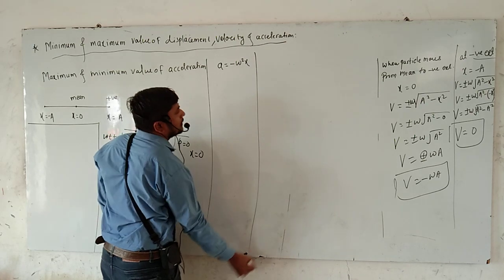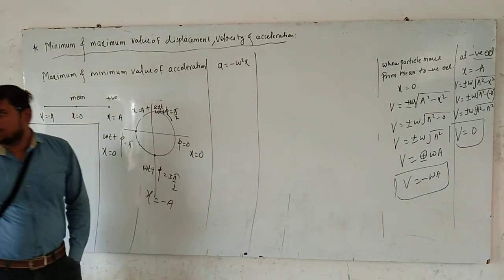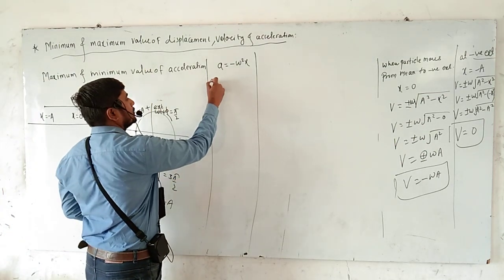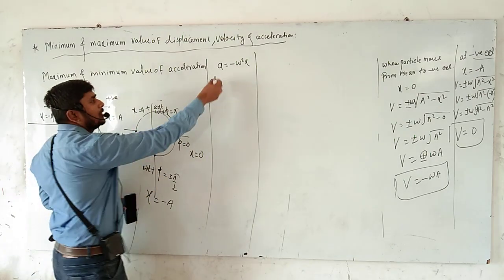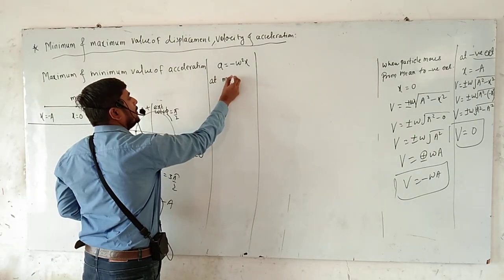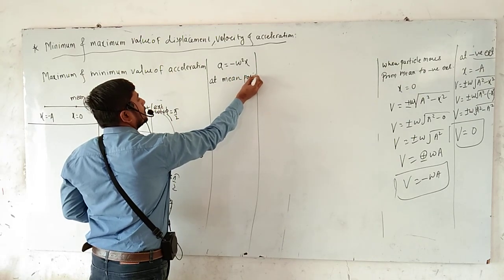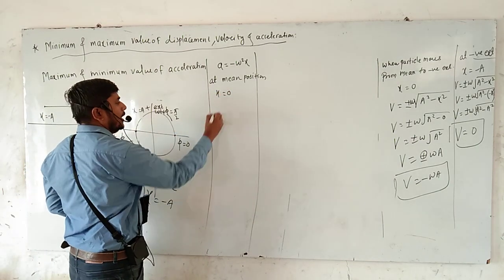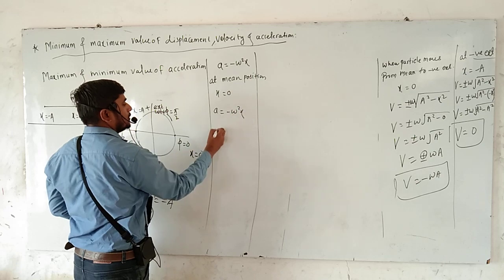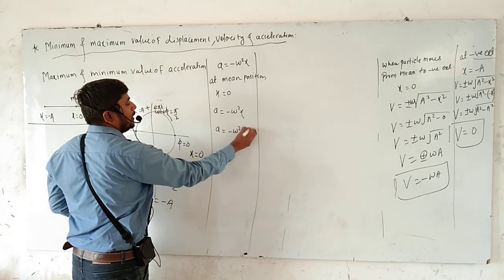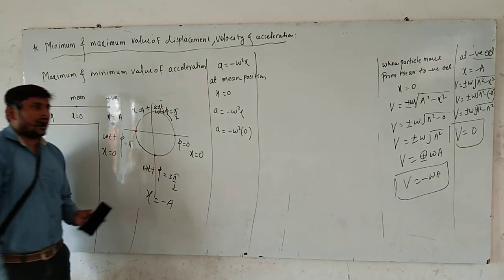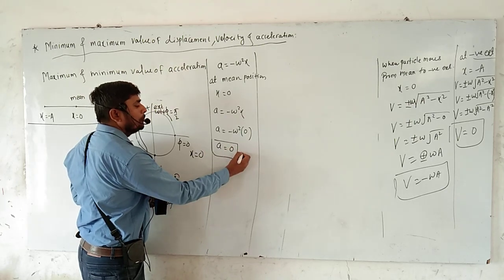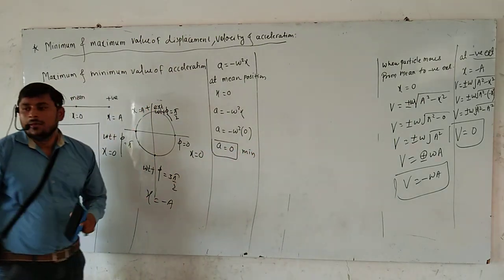Right? We have 4 different positions. So in the 4 different positions, a will be equal to what? At the mean position, first of all, when the particle is at the mean position, what is the value of acceleration over there? We are quite aware that at the mean position, x will be equal to 0. So a will be equal to minus omega square x, with the value of x equal to 0. So acceleration at the mean position will be equal to 0. And this is the minimum value of acceleration.